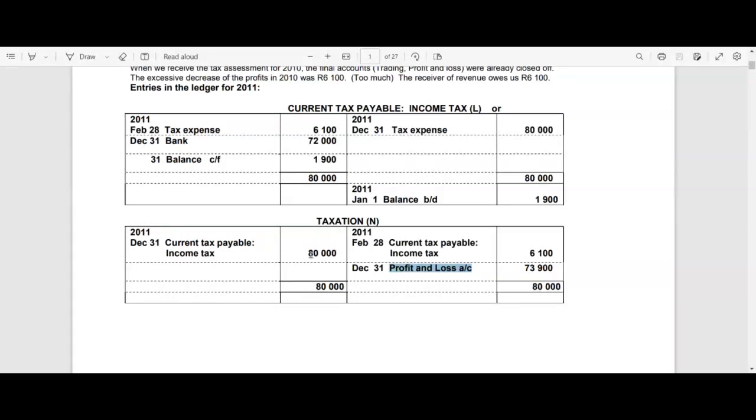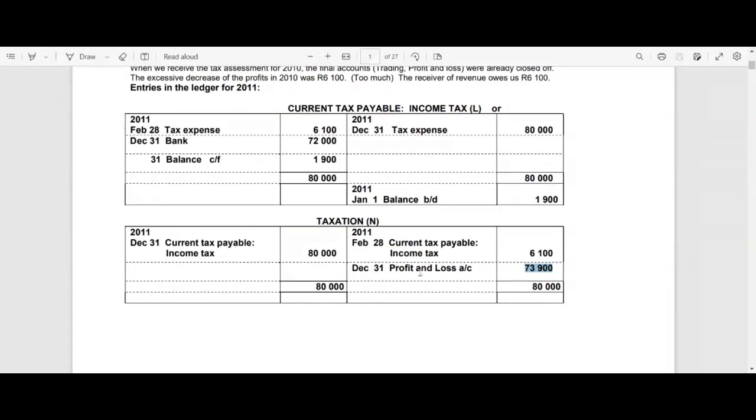Well, we see that we've provided for an income tax expense for this year of 80,000, but we over-provided last year by 6,100. So we decreased our income tax expense. So the amount that we now have to close off, the debit side adds up to 80,000, the credit side has already got that 6,100 entry, so the balancing figure is 73,900. But now we're not carrying it forward, we're closing it off to our profit or loss account.